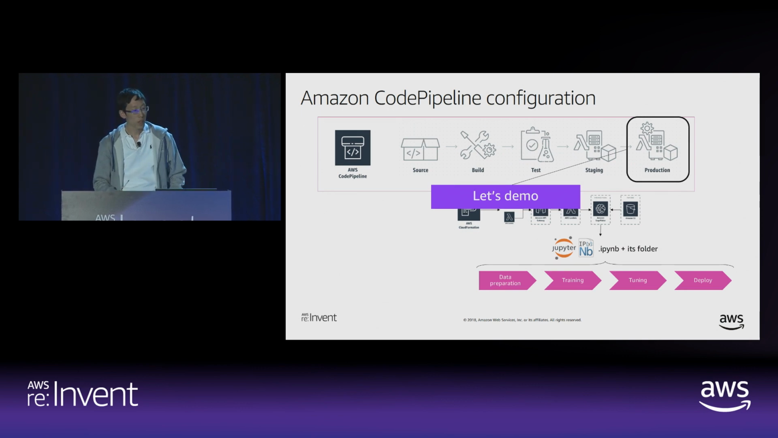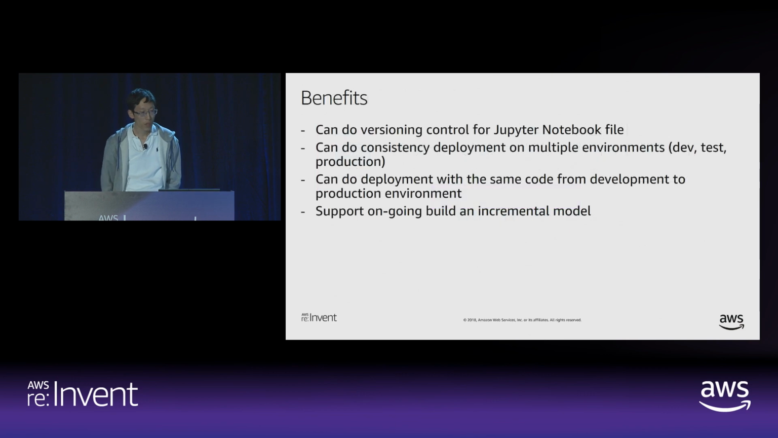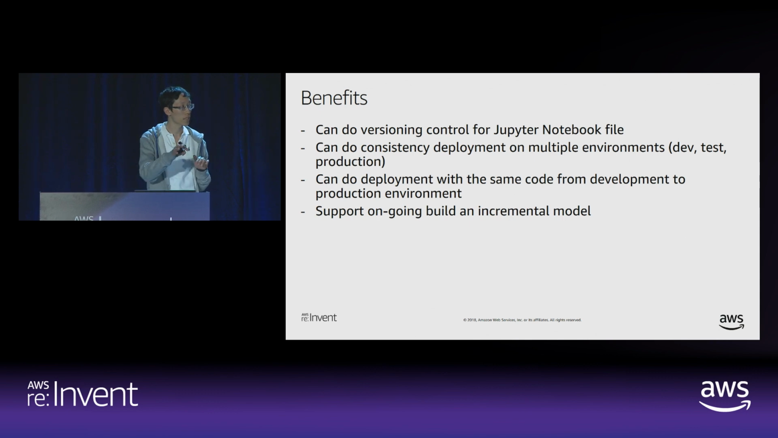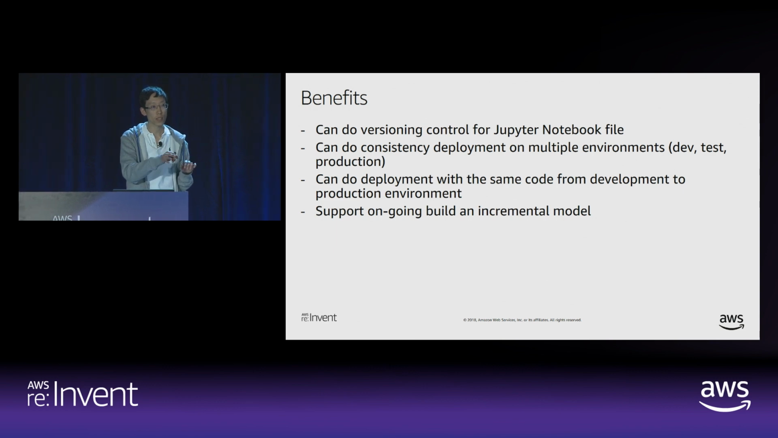So the code pipelines, the benefit of this one is that you can do the versioning controls of the Jupyter Notebook files, and also you can do the consistency deployments, right? Because from the data scientist, you just commit the same code inside the code commits, and you use the code from the data scientist to deploy the API, right? So it's very consistent deployment from the development environments to the testing, and also for the productions.